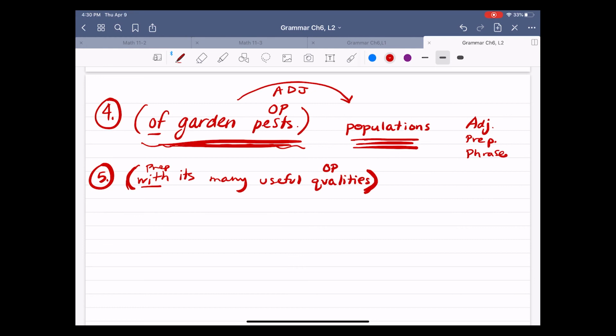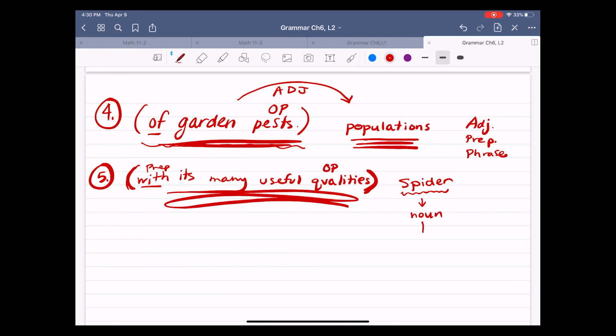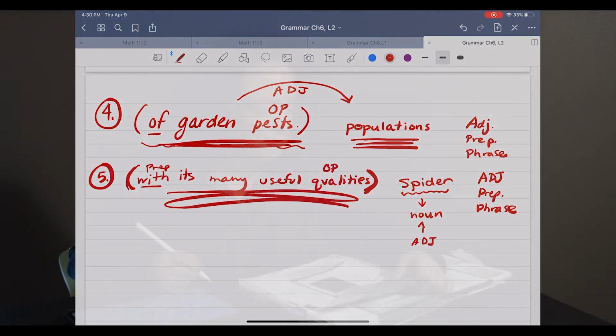And this is telling us about the spider. Is the spider a person, place, or thing? Yep, so it's a noun. What word modifies a noun? An adjective. So in this case, we have an adjective prepositional phrase. Our prepositional phrase is acting like an adjective.